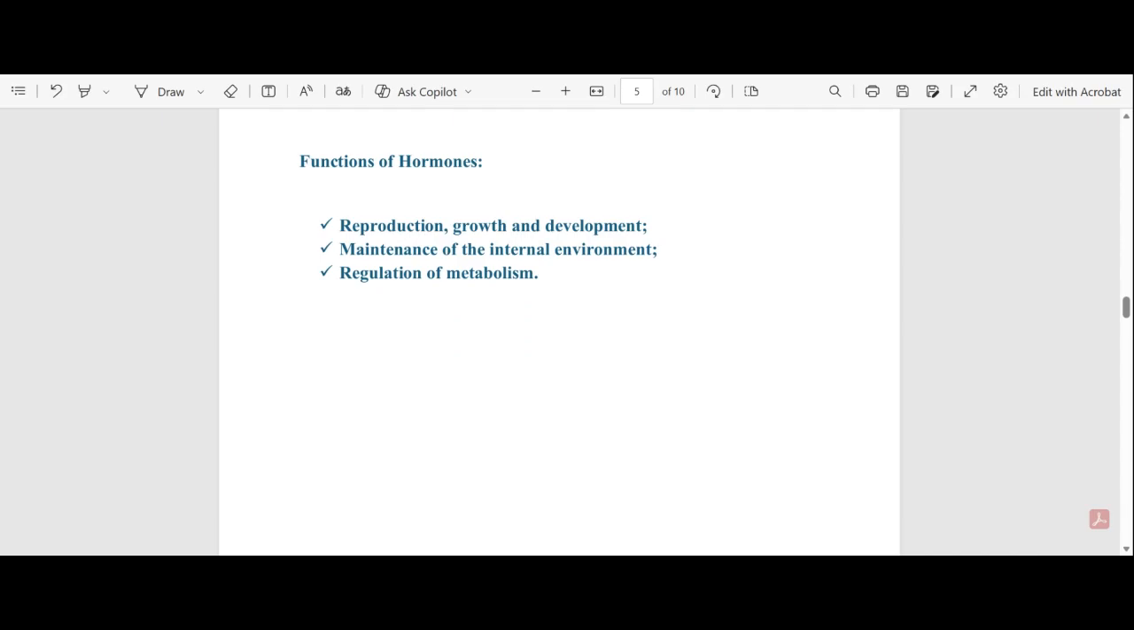And the third function is that hormones regulate. Some hormones, for example thyroxine, regulate the rate of metabolism. We'll get to thyroxine and how it regulates metabolism when we go to homeostasis. So let me repeat the functions again. The first function: reproduction, growth, and development. The second function: maintenance of the internal environment. Then the third function is the regulation of metabolism.